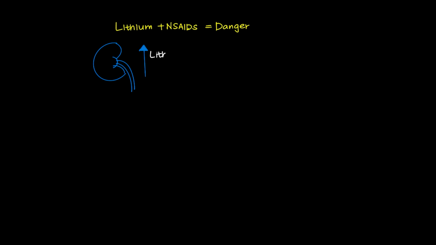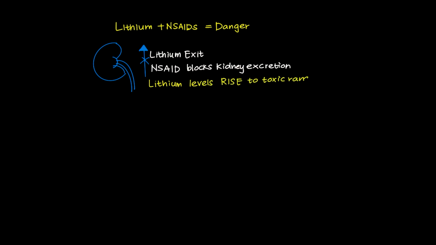NSAIDs, which include ibuprofen, naproxen, and similar drugs, interfere with how the kidneys excrete lithium. Normally, the kidneys filter lithium out at a steady rate to keep levels in the therapeutic range. When you add an NSAID, the kidney's ability to clear lithium drops. Lithium accumulates in the blood and the level climbs into the toxic range.